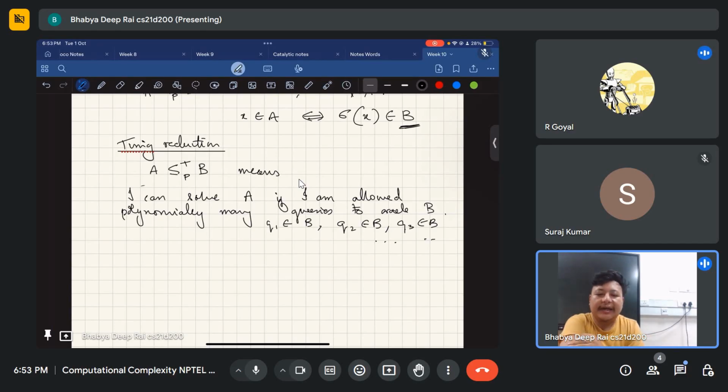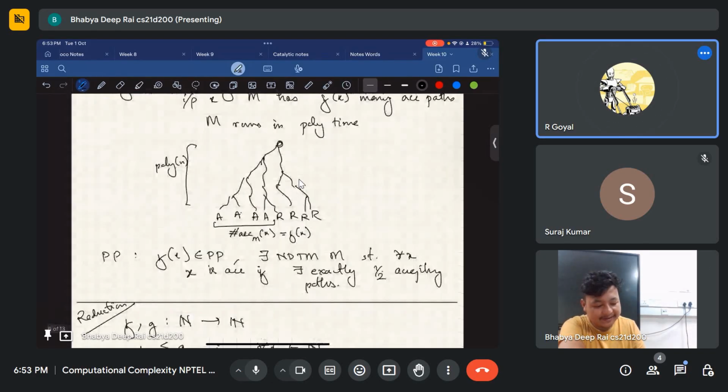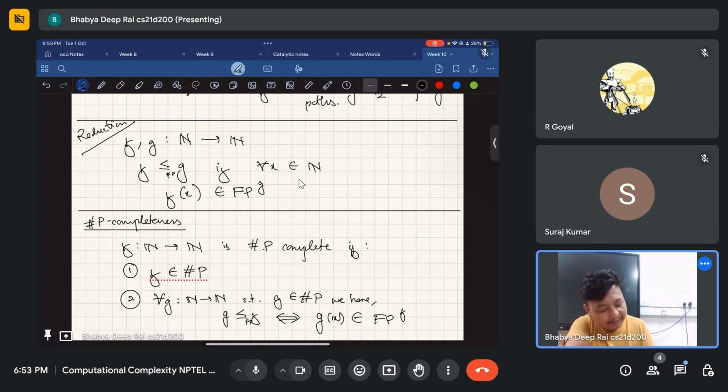And how is such a reduction happening here? In this case, I'm given oracle access to F.